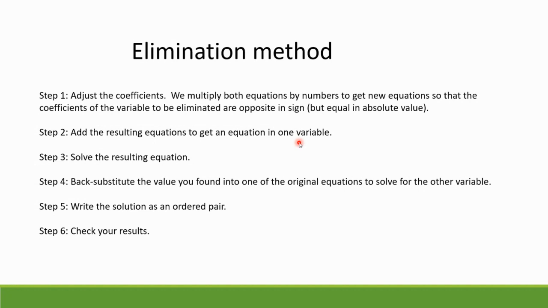Sometimes you can manipulate the equation so that the coefficients of x would be like 2 and -2, or 4 and -4, or the same for y. Then you add the equations together. What happens when you add them? You kill off the variable.